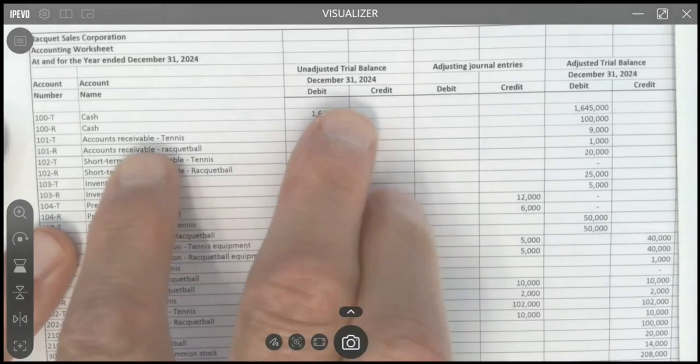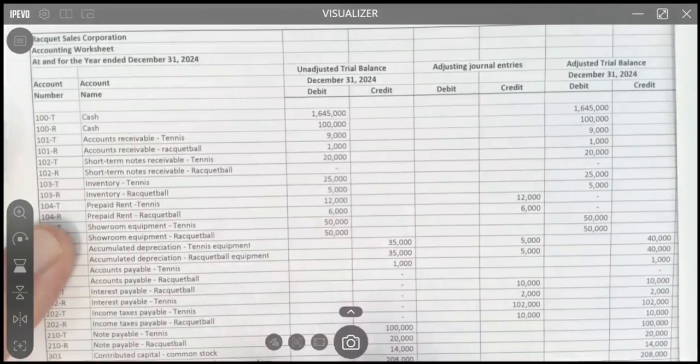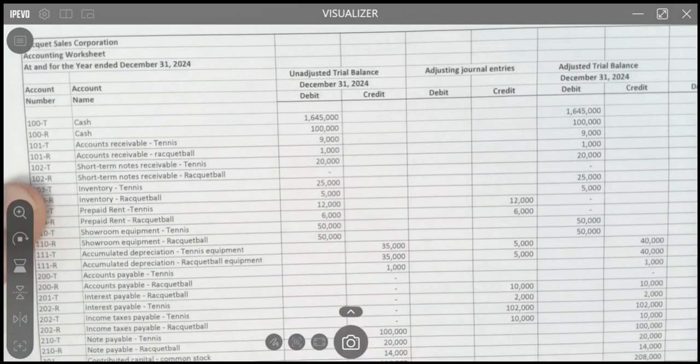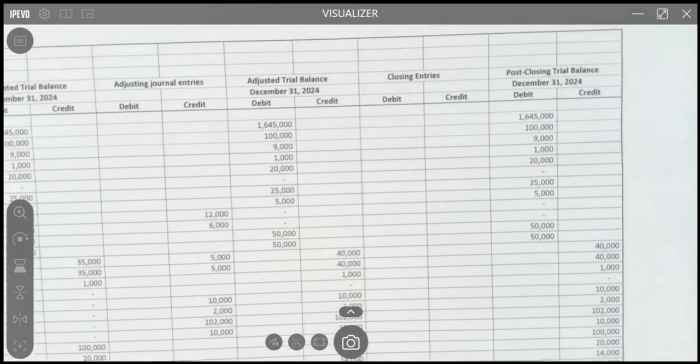Here is an accounting worksheet similar to the one that we did in a previous video, but there's a lot more accounts on it, a little more real-world-ish. It is completed all the way through the process, by the way.